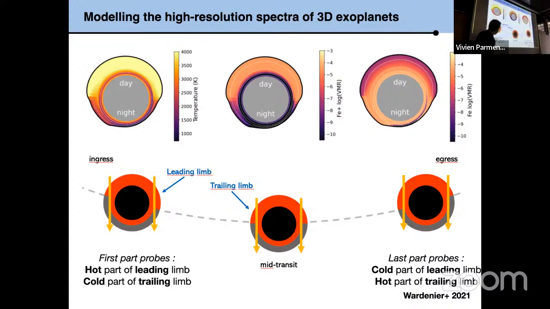Because the planet rotates like this, it's going to be redshifted. At the end of the transit, I get the exact opposite. I'm dominated by this limb, so that's where I probe the day side, and this limb comes towards me, so I'm going to be blueshifted. So during the observation, I expect to go from red to blue, just because the planet has a day-night contrast. I'm probing one limb here and the other limb there.